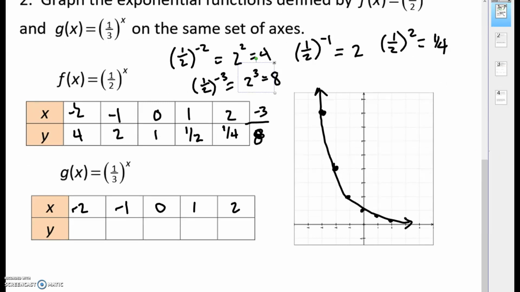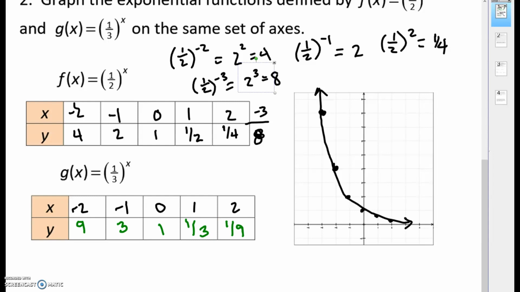Now let's take a look at what happens when we change our base to 1/3. 1/3 to the -2 is the same thing as 3 to the 2, which is 9. 1/3 to the -1 is 3. 1/3 to the 1 is 1/3. 1/3 squared is 1/9. So let's graph that.